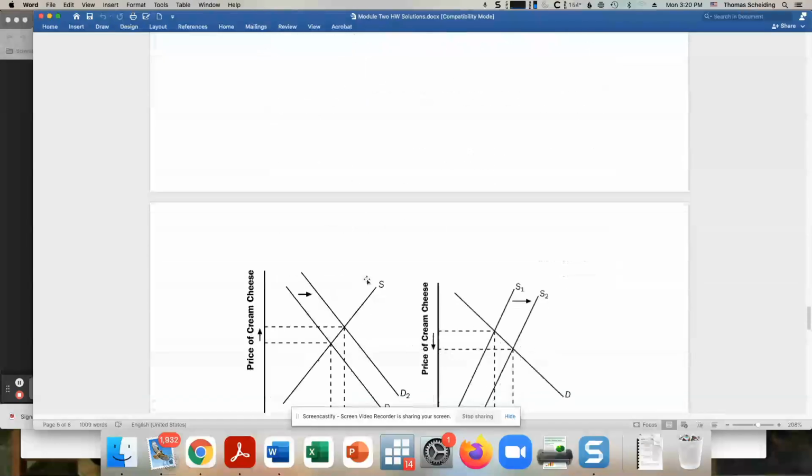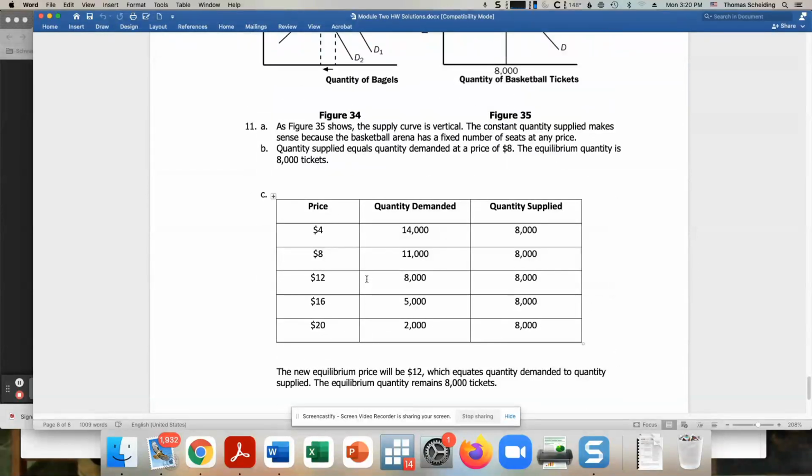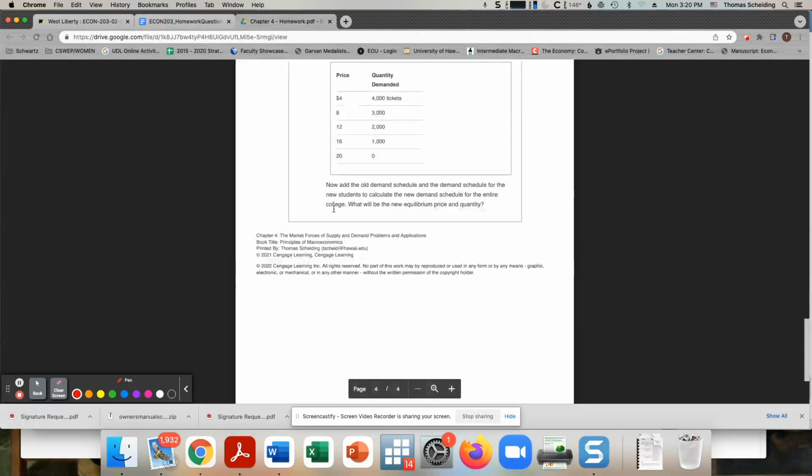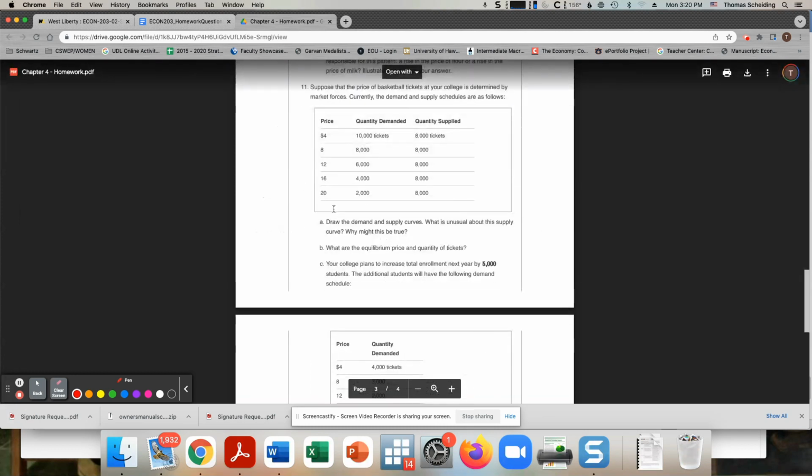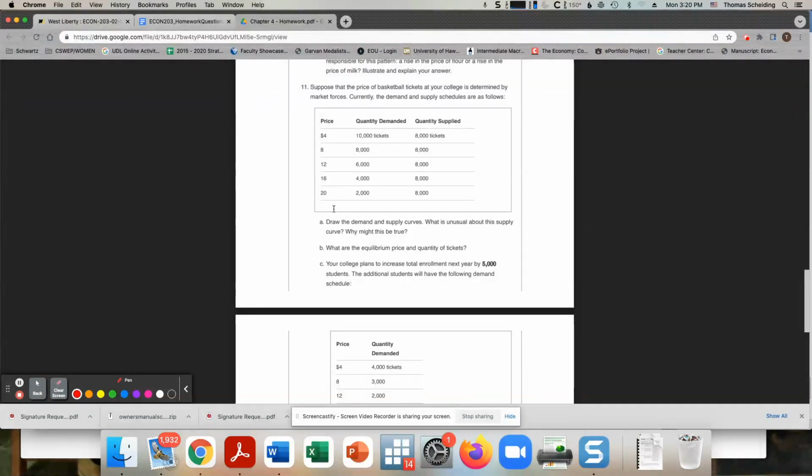Okay. And then we're up to number 11, the last one for this. In number 11, the first thing we need to do is just draw the graph. What you notice here is that the supply curve is completely vertical at 8,000 tickets. Why would that be? Because it's probably a set stadium that has a certain number of seats that can be sold. So the supply is always 8,000 no matter what the price, because they can just basically fill the stadium.